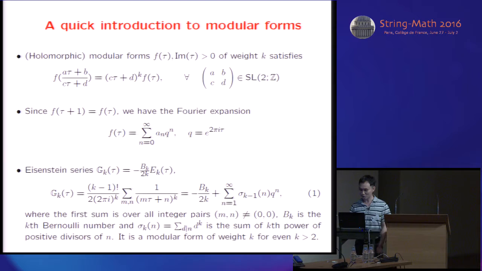So first, let me give some introduction to modular forms. These are holomorphic functions defined on the upper complex plane that transform in a particular way under the SL2Z action. The most canonical examples are the so-called Eisenstein series, which can be written as this sum. One can show that it is a modular form when k is an even integer bigger than 2.